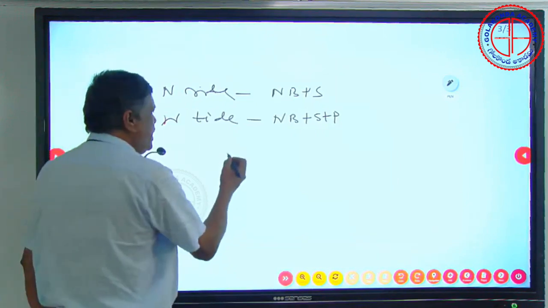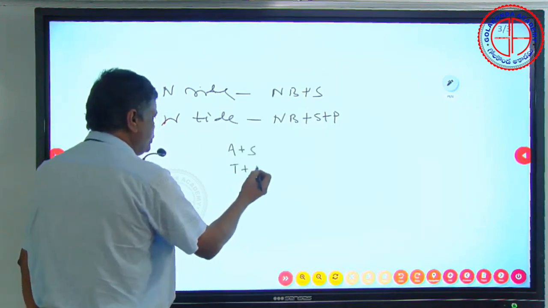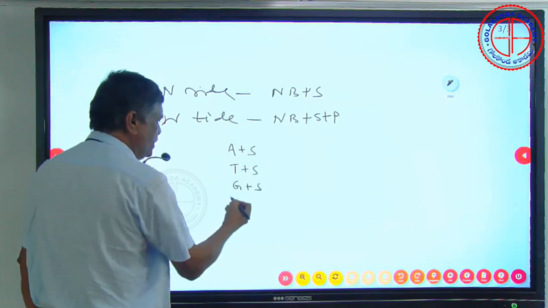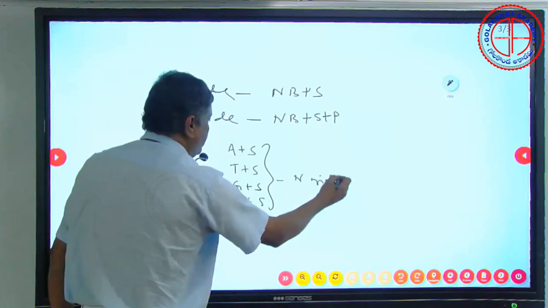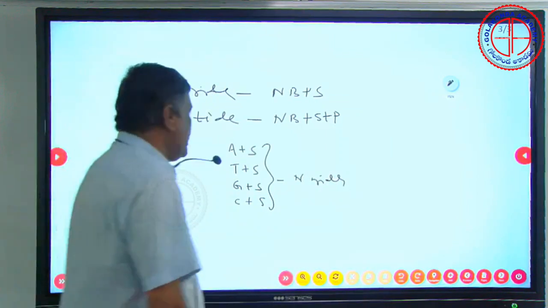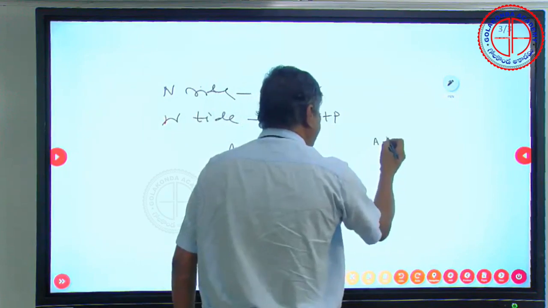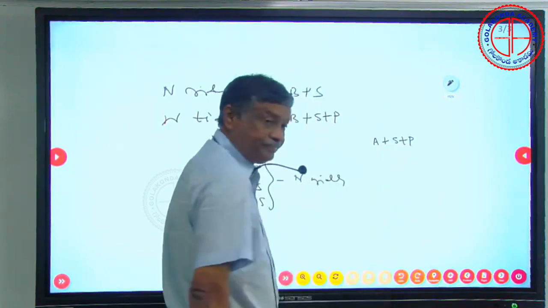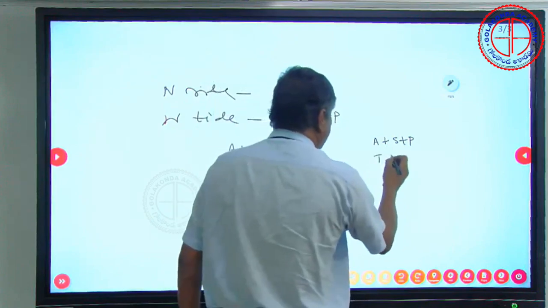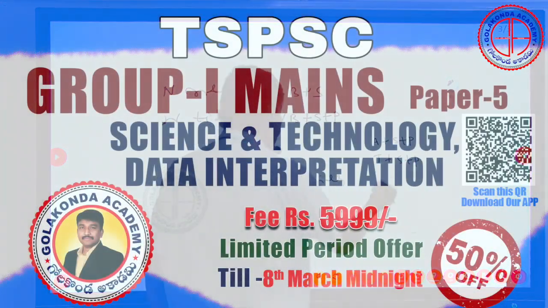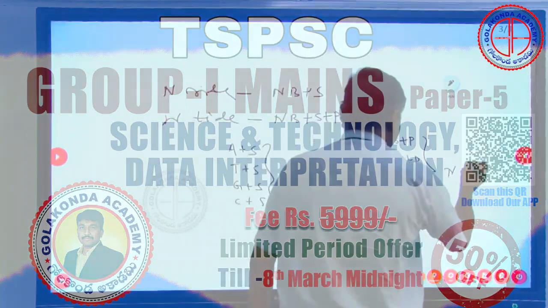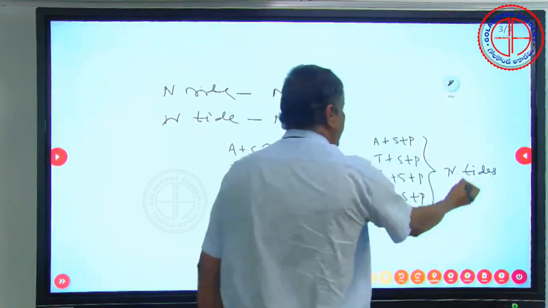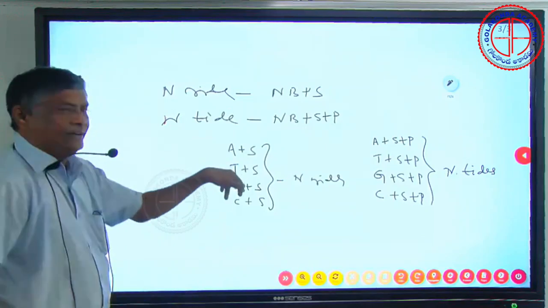How many nucleosides? Adenosine bonds with sugar, thymine bonds with sugar, guanine bonds with sugar, cytosine bonds with sugar. These four are collectively known as nucleosides. On the other hand, nitrogen base adenosine, sugar plus phosphate; thymine, sugar with phosphate; guanine, sugar with phosphate; and cytosine, sugar with phosphate, are collectively known as nucleotides. Nucleoside, nucleotide.